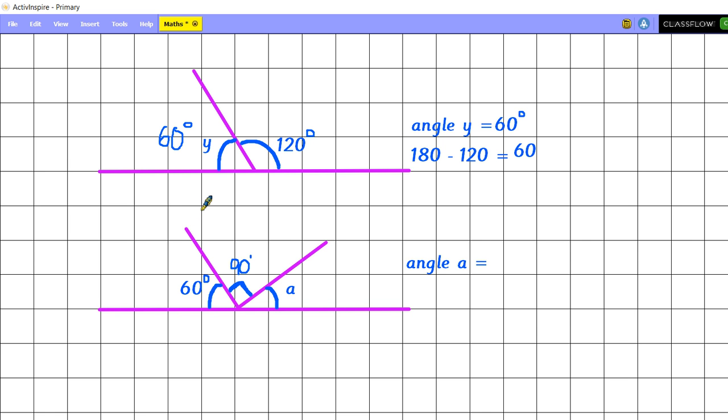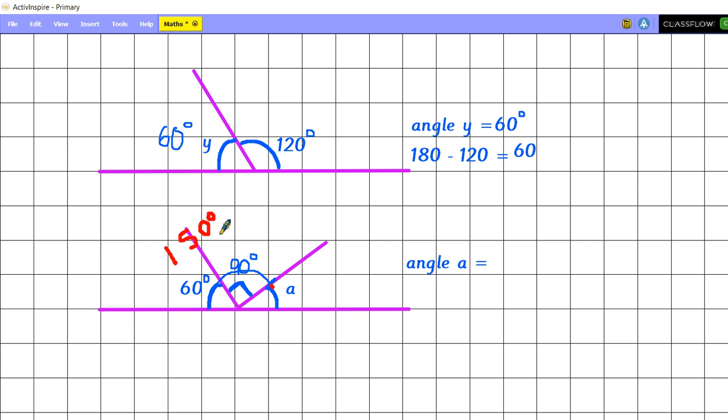So if this is 90 and this is 60, then from 60 I can count up 90: 70, 80, 90, 100, 110, 120, 130, 140, 150. So from here all the way round to here, I have got 150. So if that is 150, I'm going to write it in red so you can see. 150 in total on both of those angles.